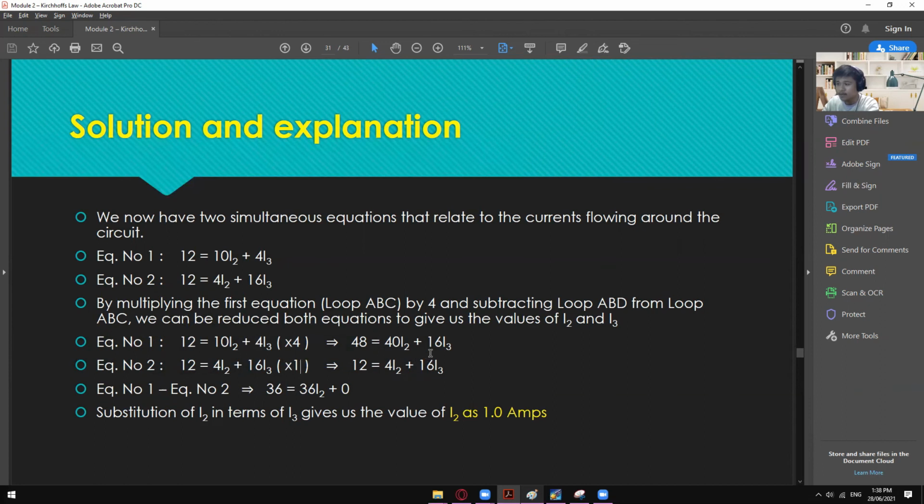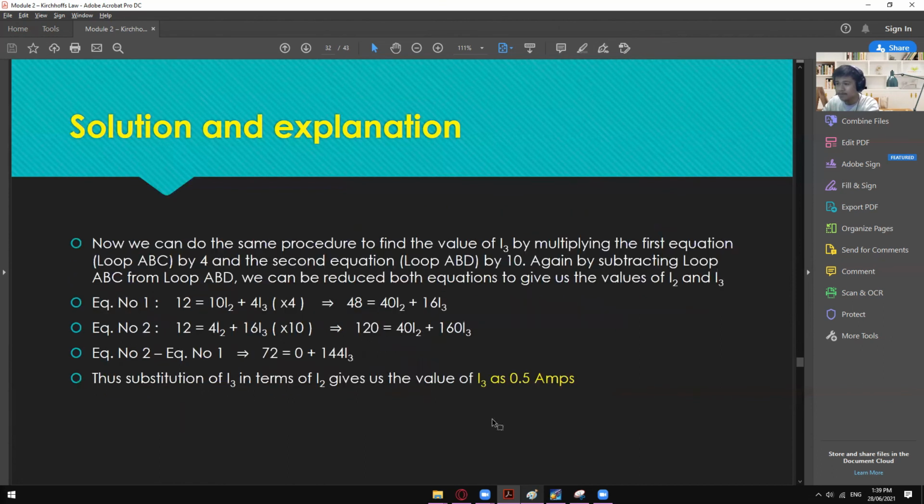So why did I do that one? For me to be able to eliminate the I sub 3. So after eliminating the I sub 3, you can now have one unknown only, which is the I sub 2. So after that, you can now find the value of I sub 2, which is 1 ampere, or 1 amp. After getting the value for I sub 2, you can actually substitute this one into either of those equations. So this is another way for you to be able to get the value of your I sub 3, right here, which is 0.5.